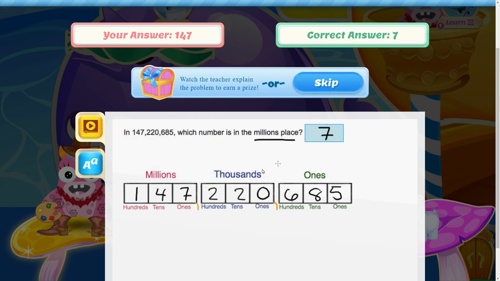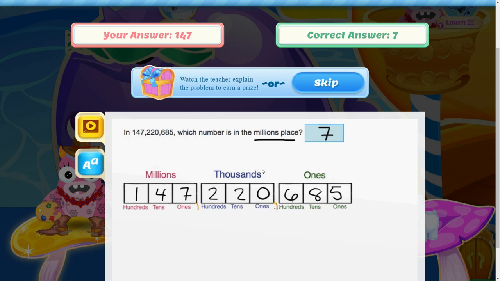Now, if for some reason you don't have a place value chart, or you can't remember the order of the place values, there are two things you can do. The first thing is to count commas. Commas tell you when you've changed from one period to another period. So when you've changed from the ones period to the thousands period, you need a comma. And when you've changed from the thousands period to the millions period, you need a comma.